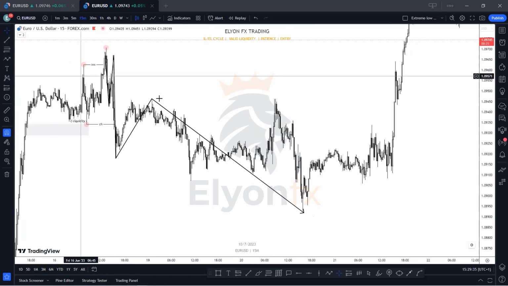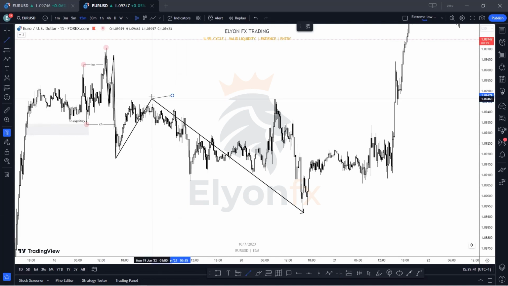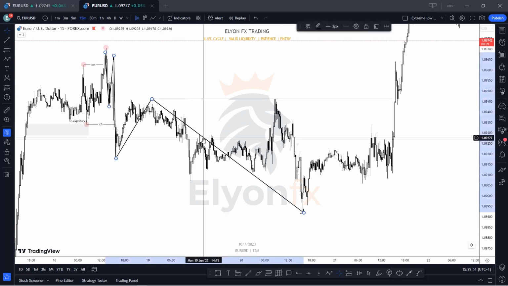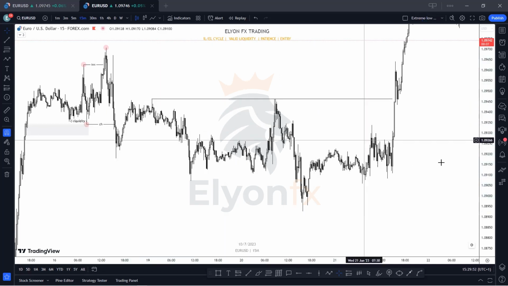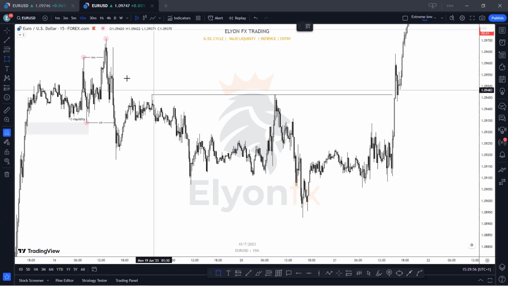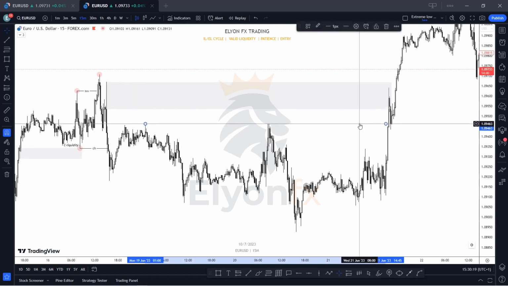So for me, this would have been what I see as my internal liquidity. It also coincides with an equal high, which is also a draw on liquidity. And there's another block sitting right here. So as you can see, we have our internal liquidity.